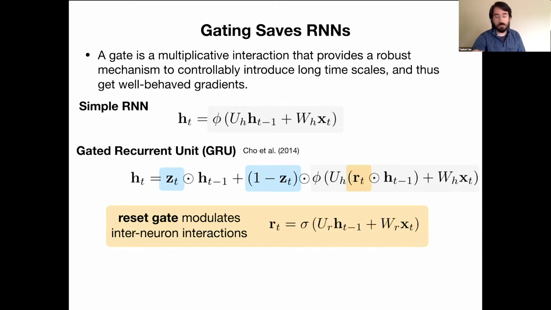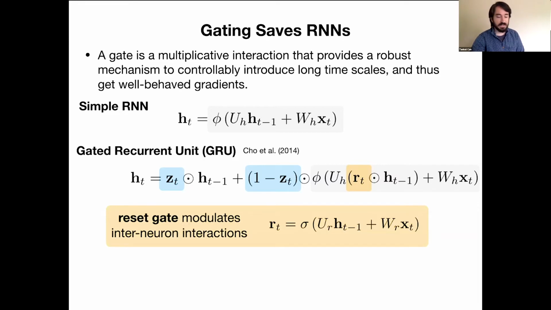However, one can do much more with gates. The GRU also includes what's called a reset gate, shown here in orange and labeled by an R. This gate modulates the interneuron interactions and controls the relative strength of h of t minus 1 versus the input before it's sent through the nonlinearity phi. And phi, by the way, we're thinking of as the hyperbolic tangent. That's what we'll be using throughout this talk.